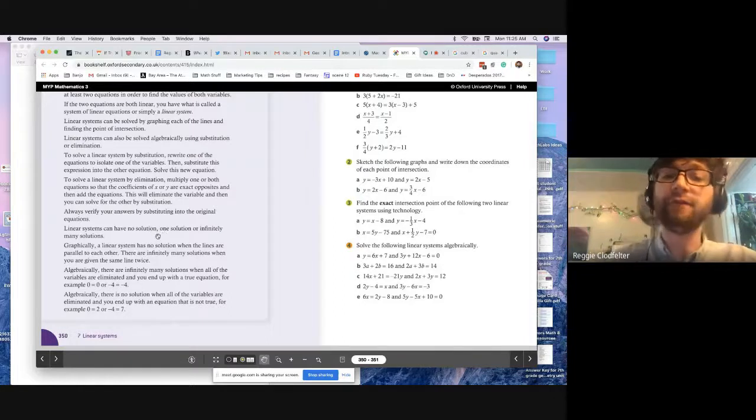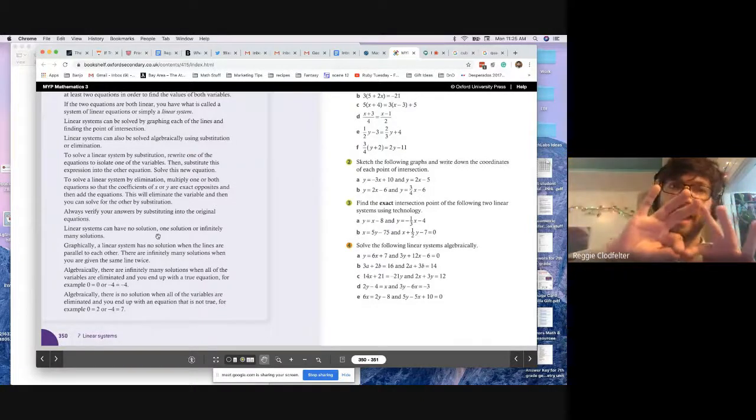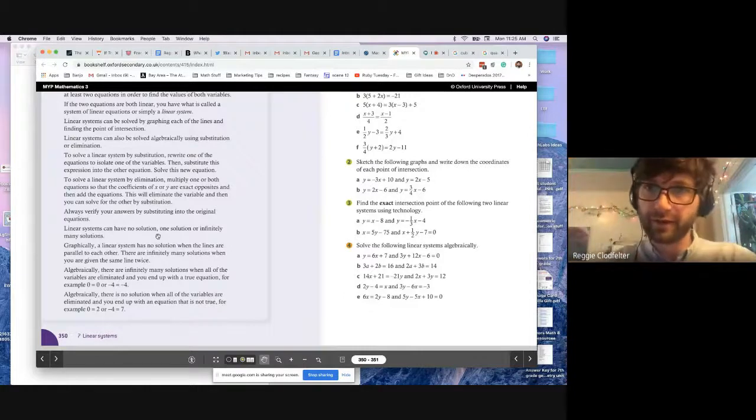If there are infinitely many solutions, what does that mean? They're like the same line. Yeah, they're like the same line. They're literally on top of each other. So every value works for both. Does that make sense? So if you're graphing a linear system that has no solutions, they're parallel to each other. When there are infinitely many solutions, you're given the same line twice.